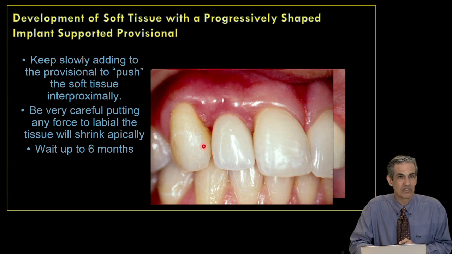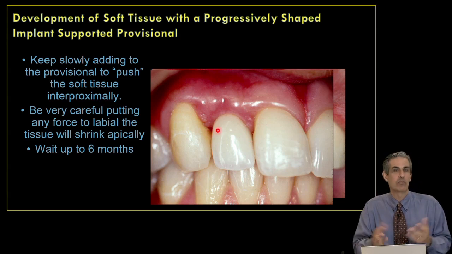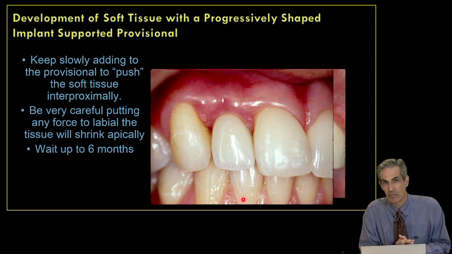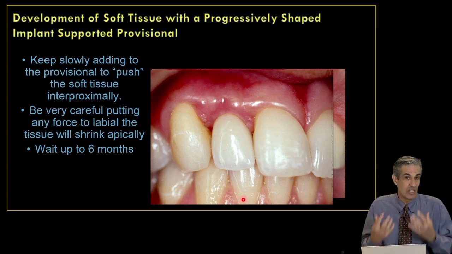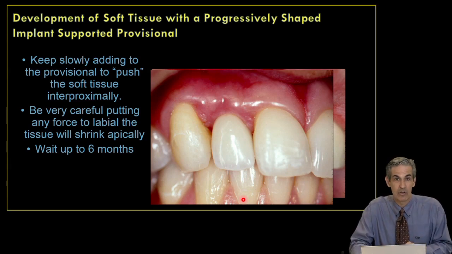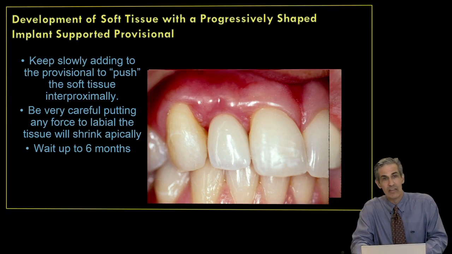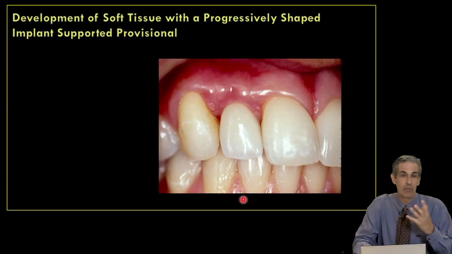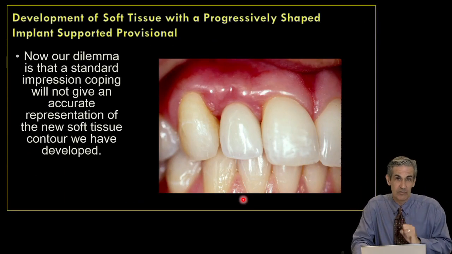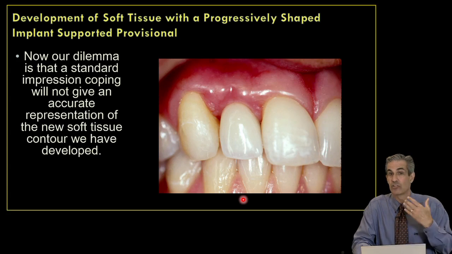Maybe posteriorly we're still slightly deficient. But at this point, after 6 months, I feel like we've pretty much gone as far as we can go. Biologically, the tissue responds to the amount of bone beneath. We're really not going to develop a lot more than this. So the challenge that I have is that I would like to be able to record the exact subgingival shape of this provisional so I can translate it to the laboratory so they can give me the right crown.